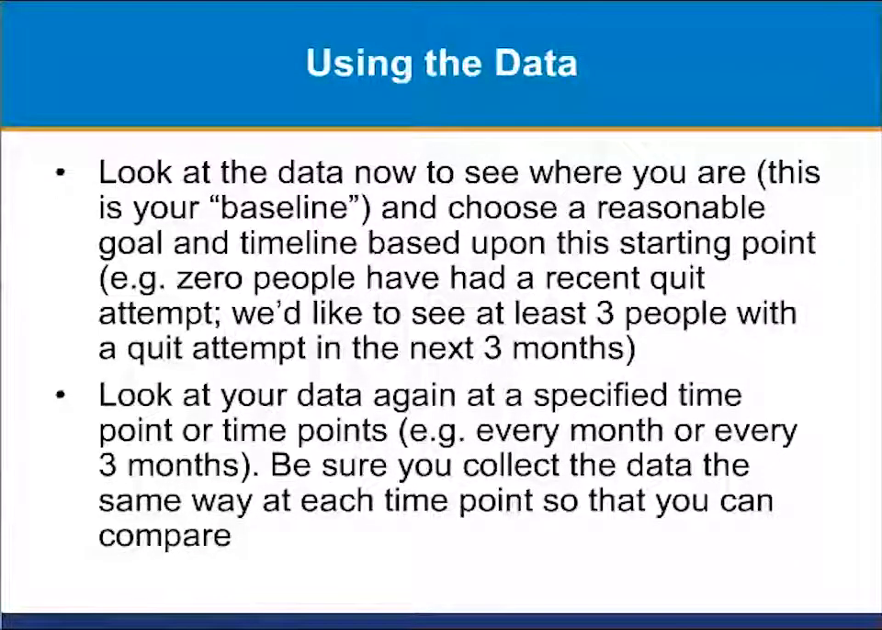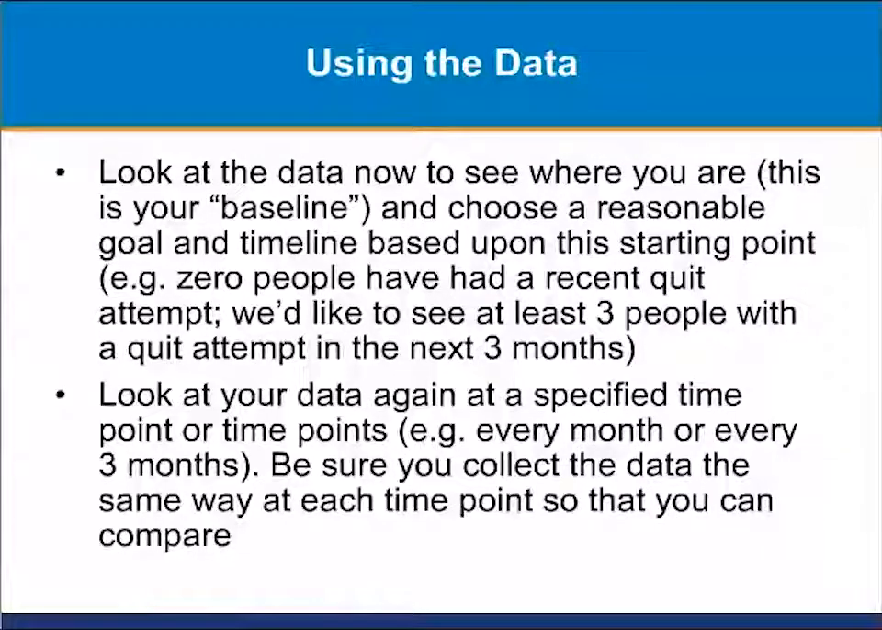So, coming up with your benchmark, you'll want to get a sense of where you are right now. This is what's called your baseline. You want to choose a reasonable goal, and we talked about that just a little bit earlier. If you had 0 people who had a recent quit attempt, you don't want to say, okay, in 3 months we're going to have 100% of our consumers with a quit attempt. You want to have a more reasonable goal. Maybe 3 people within the next 3 months would be reasonable.